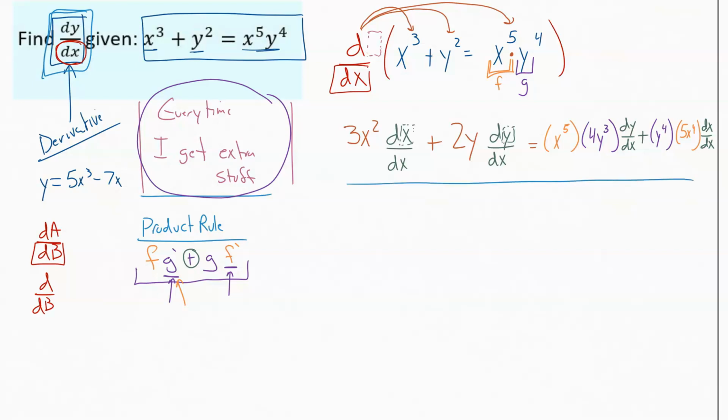So cleaning this up, looking at that first term, I get 3x squared. And then dx over dx cancels itself out. It's kind of like having 5 divided by 5. Those things cancel out. That's just a 1.